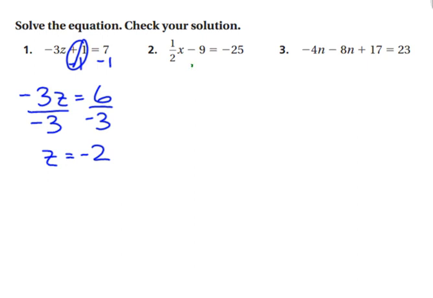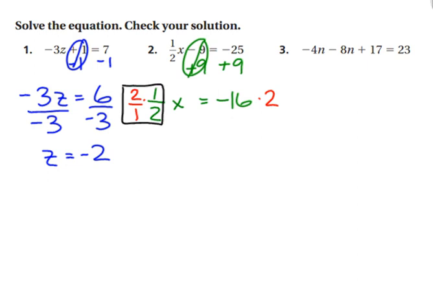Second one, begin by adding 9 to both sides. So we have 1/2 x is equal to negative 16. And then to undo the 1/2 as your coefficient, you can either divide by 1/2 on both sides, or you can multiply by the reciprocal, which would be 2 or 2 over 1. So I'm going to multiply both sides by 2. So 2 times a half is just 1, so we get 1x, and then negative 16 times 2 is negative 32.